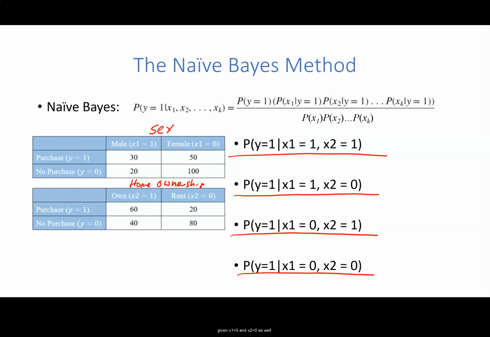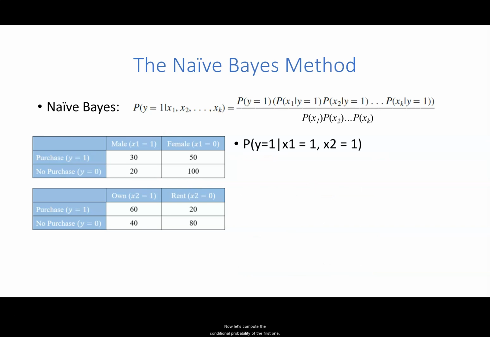Now let's compute the conditional probability of the first one, which is the conditional probability of y equal to 1 given x1 equal to 1 and x2 equal to 1 using the naive Bayes formula. In other words, we are trying to compute the conditional probability of a customer belonging to the purchase class if the customer is male and owns a home.